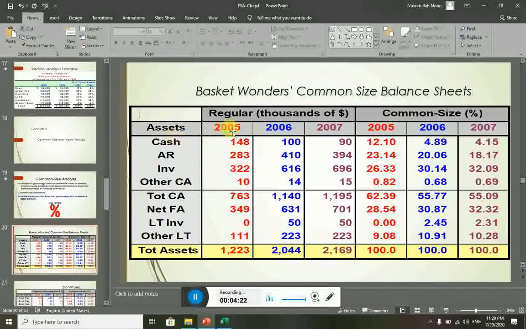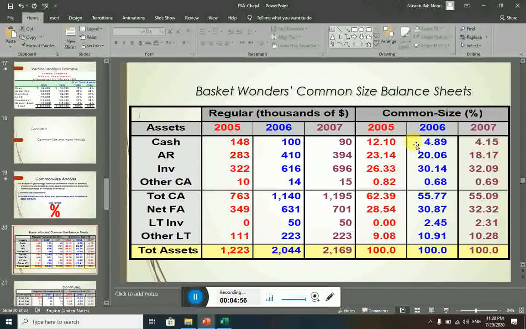This is the balance sheet, and we see here the asset portion: cash, account receivable, inventory, other current assets. Then we have total current assets, the net financial assets here. Then we have long-term inventory and other long-term assets, then we have total assets. So these are the numbers from here to here, all of the numbers. Now the 3 columns here are the common size analysis columns.